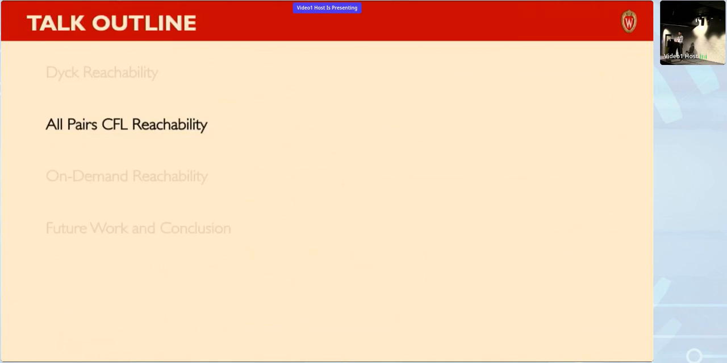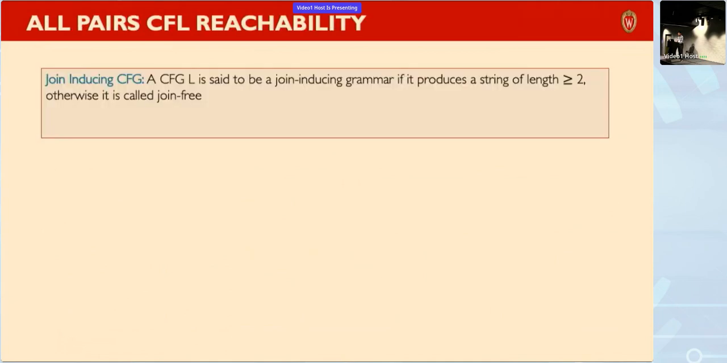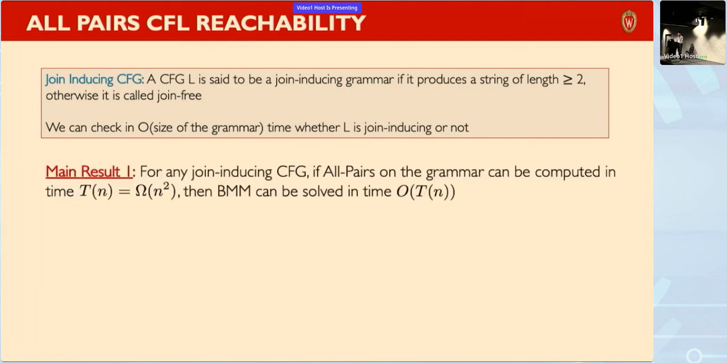So let me move on to all pairs CFL reachability. In this part, I will highlight the result for something that we call join-inducing CFGs. So what is a join-inducing CFG? A grammar is join-inducing if it produces a string of length at least 2. And if this is not the case, then we say that this grammar is join-free. The interesting thing about these CFGs is that in linear time in the size of the grammar, we can check whether L is join-inducing or not.